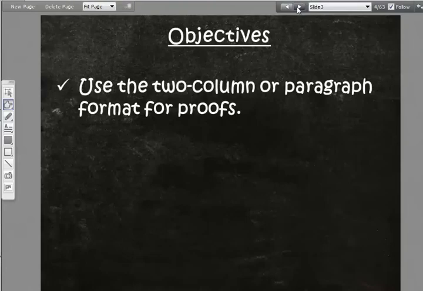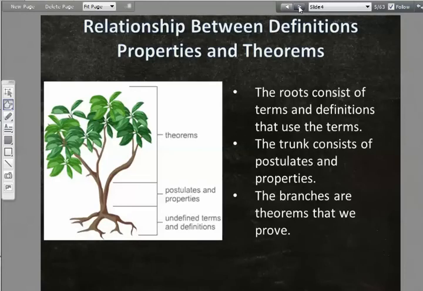Alright, the objective in this lesson is to use two-column or paragraph format for proofs. Now, we won't do the paragraph. They do talk to you about it. Mainly what we do in this class is the two-column proof. So let's talk a little bit about the relationship between definitions, properties, and theorems, because you get to use all of these when you're writing a two-column proof.